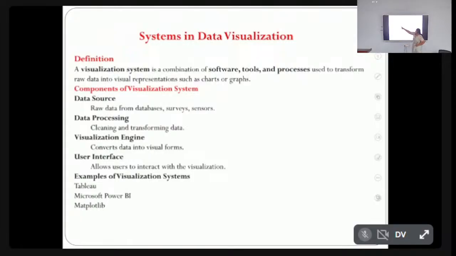So, what is the components of visualization systems is data source, right? The raw data from the different databases. Clear? So, what do you mean by this? What do you mean by raw data? Raw data means what?